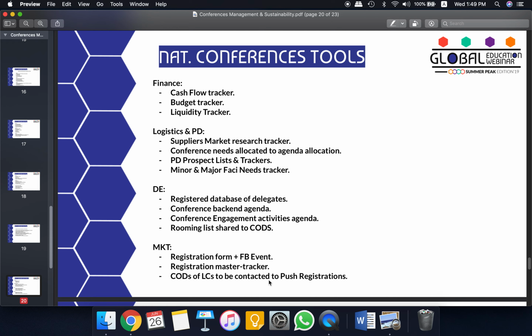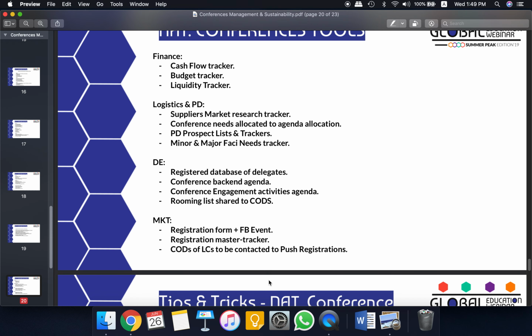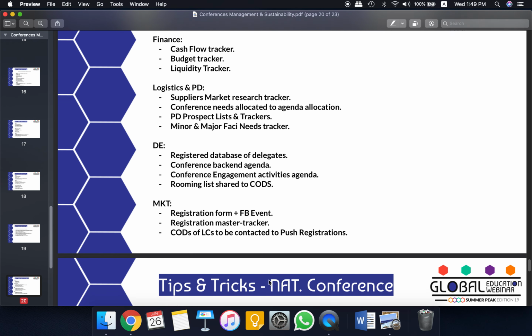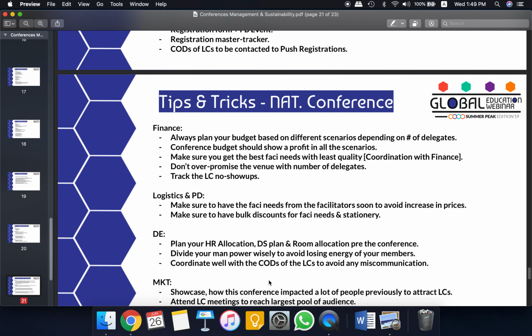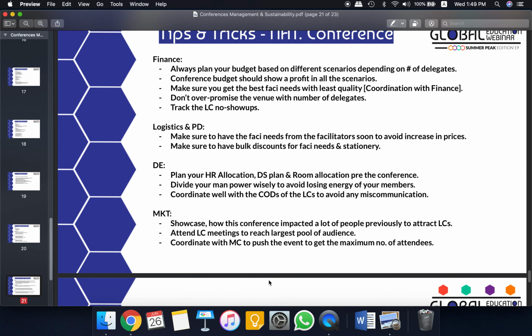PD prospect list. For DE, it's mainly the registered database of the delegates, conference backend agenda, rooming list to be shared with the chief of delegates in case any of the chief of delegates have any comment that they need to change. Marketing, it's mainly focusing on the registration form and the Facebook event, registration master sheet, chief of delegates of the LCs to be contacted to push registrations, tips and tricks, and this is, as I told you, very important.